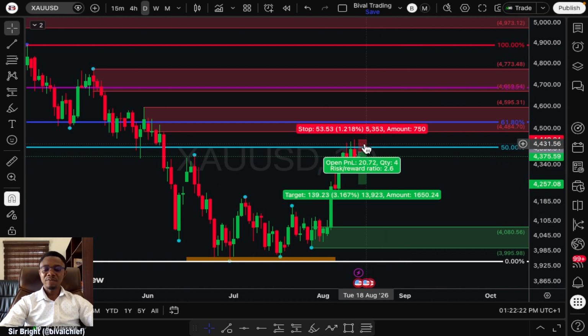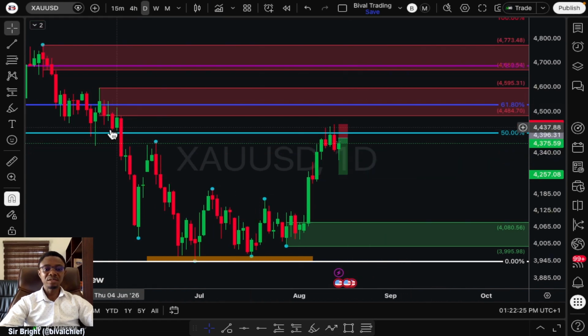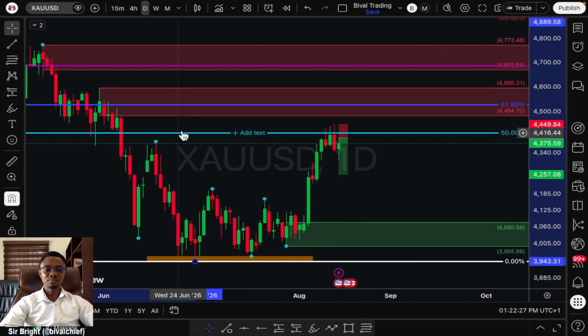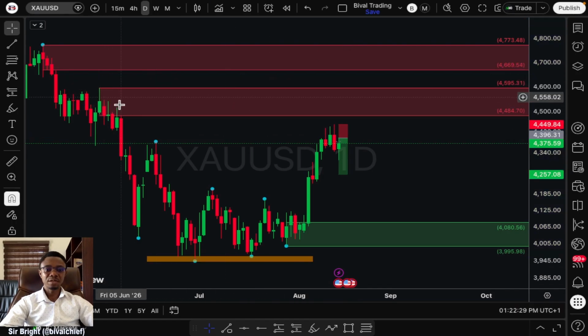Also, the level where price is now is already within this supply zone. This is a supply zone here. Yeah, this is my preferred zone. But the whole of this zone is regarded as a supply zone. Okay. So price has already mitigated that zone.